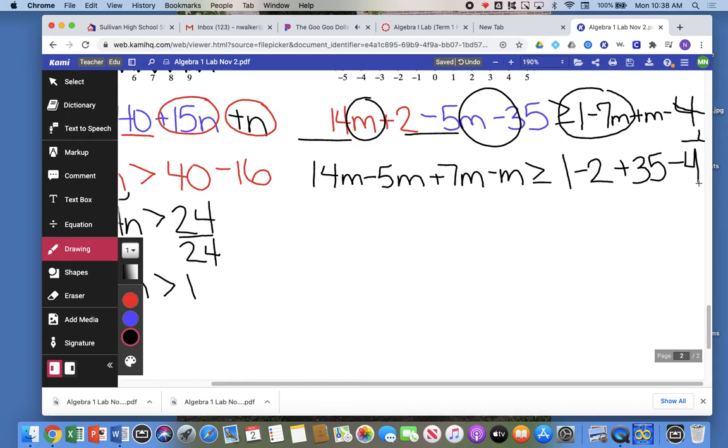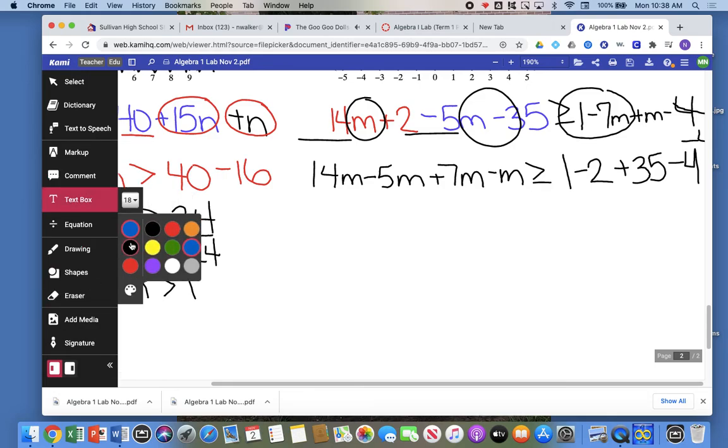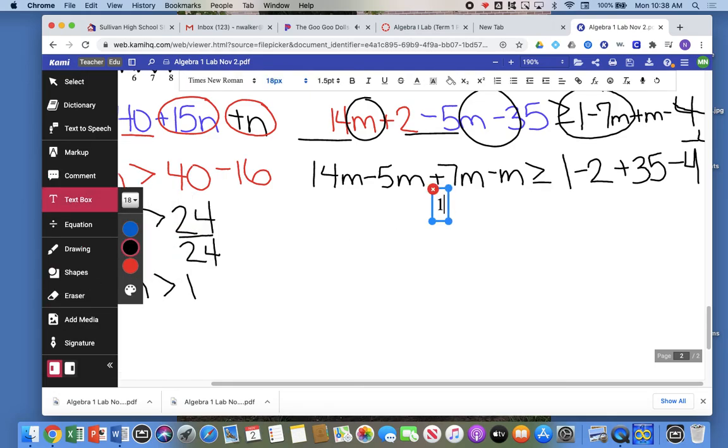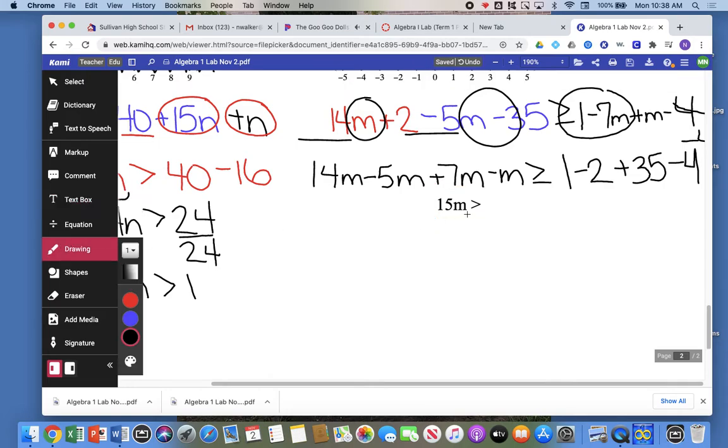All right, so guys, you have calculators. What is 14 minus 5? That's 9. But then we add 7, so that's 16 minus 1. So what do we have on the left? That is 15m. Now, I got greater than or equal to, but I don't know how to do that symbol, so I type greater than, or equal to. If you type, that's okay. You just have to draw those lines in for the or equal tos.